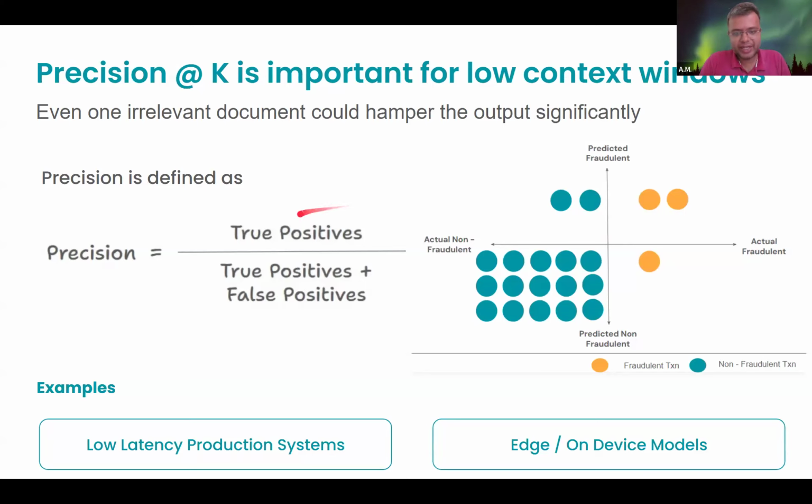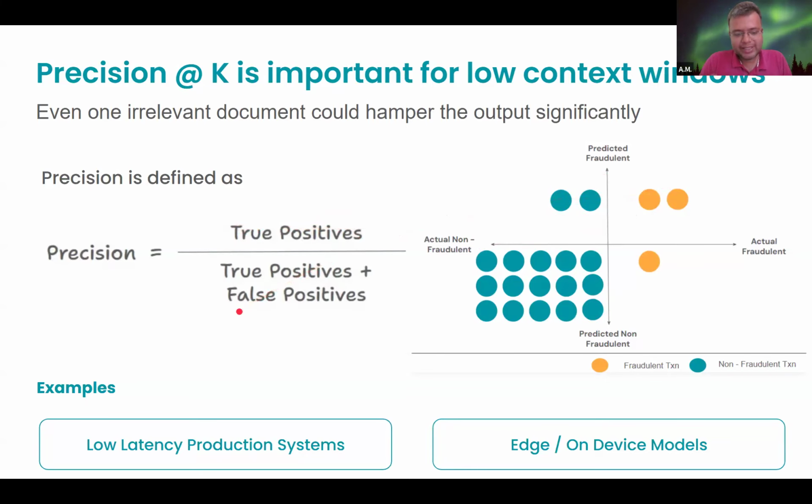So what was precision at K? Something which is actually fraudulent and you predicted it to be fraudulent, right? And something which was not fraudulent and you predicted it to be fraudulent, right? So I think I kind of jumped the gun here and said that our precision is 2 by 3. It is not 2 by 3, it is actually 2 by 4.